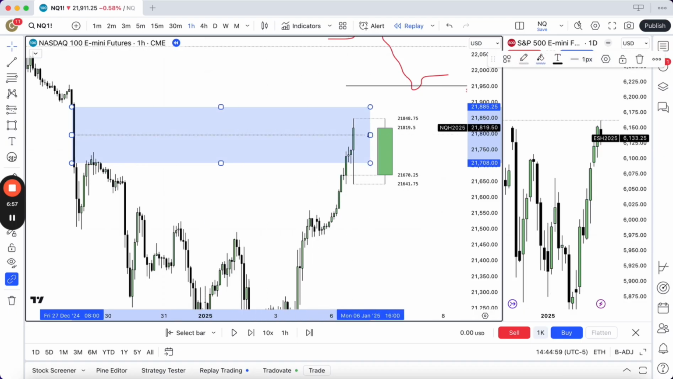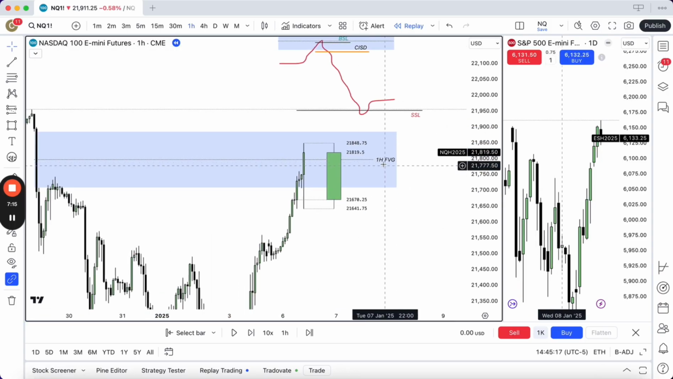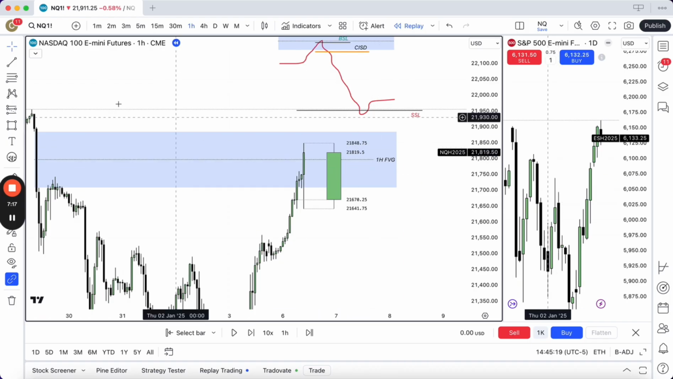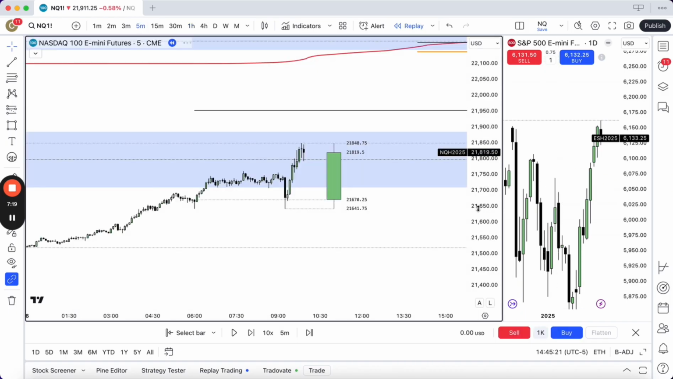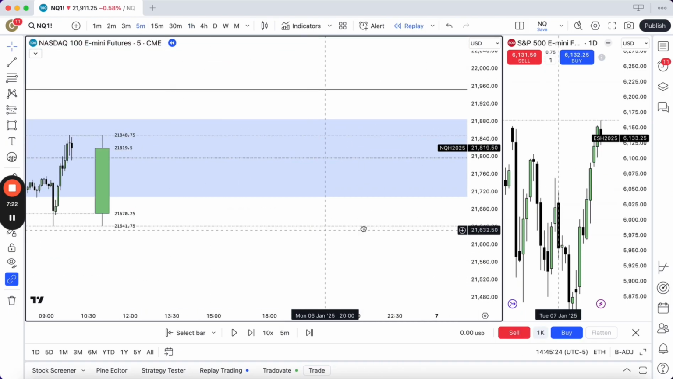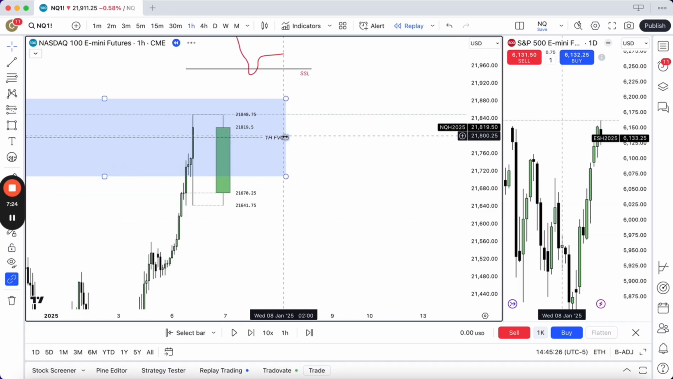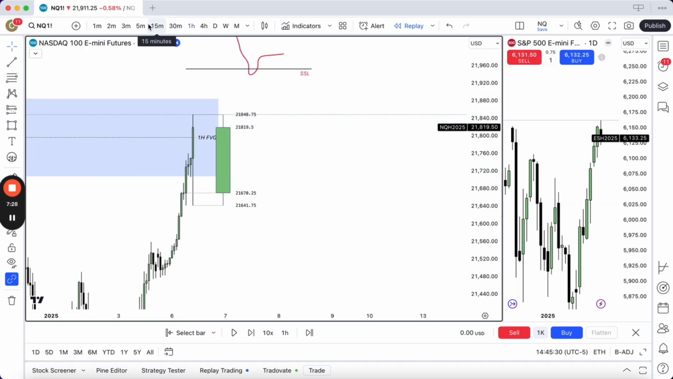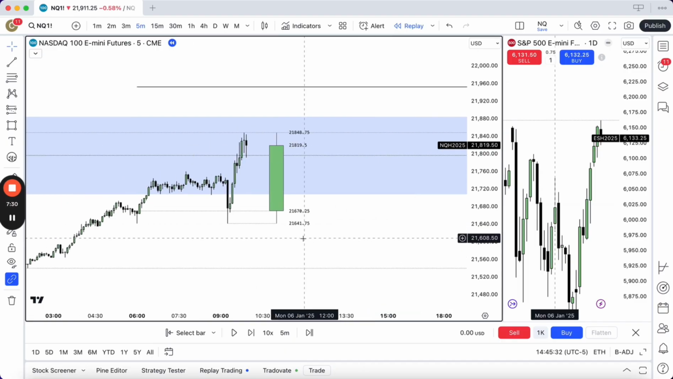Now, if you remember what I said, we are looking for price to trade into an hourly or 15-minute PD array. We are on the hourly. Remember, the hourly time frame is aligned with the 5-minute, so we drop to the 5-minute. What are we looking for? We're looking for a liquidity sweep. We're looking for an SMT with ES, and we are looking for a change in state of delivery.